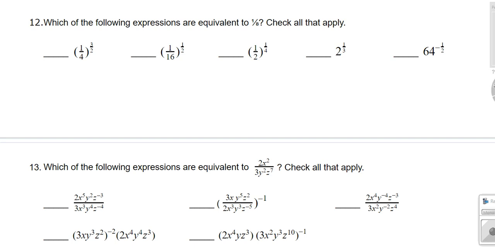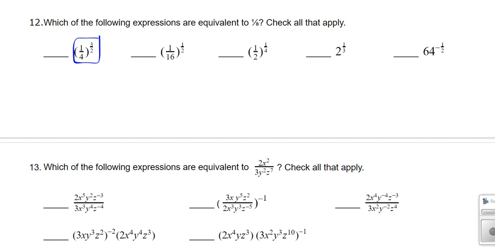Number 12. We have all these 5 different expressions, and we want to know which are equivalent to 1/8. Okay, so different representations of the same number, perhaps. We need to know how to figure that out. Okay, so let's look at the first one.